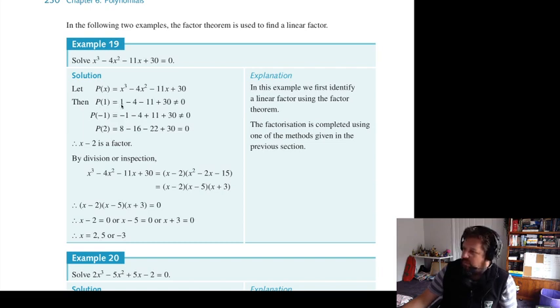Okay, so let's substitute this in. It doesn't equal 0, so x take away 1 is not a factor. Let's substitute in negative 1. It does not equal 0. x plus 1 is not a factor. Okay, let's try 2. Aha! We got it being equal to 0. This tells us that x take away 2 is a factor. Cool. Good on your textbook.